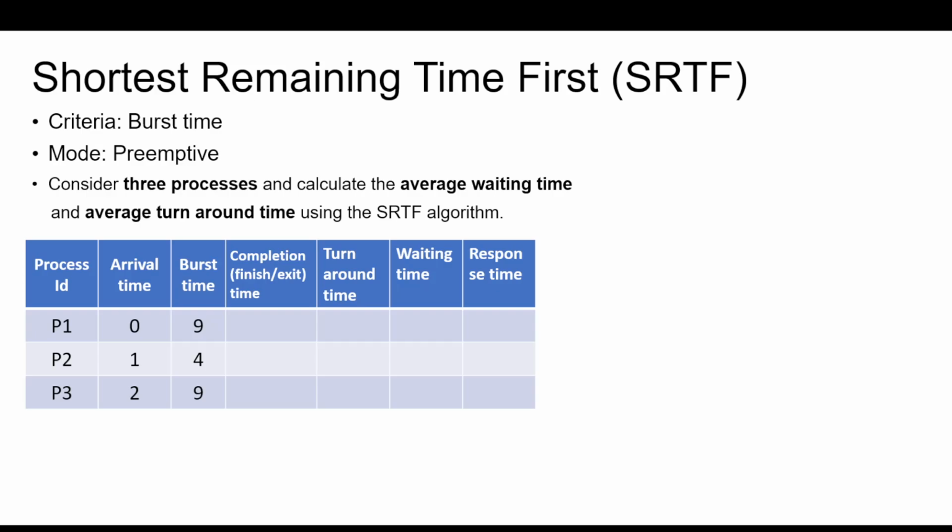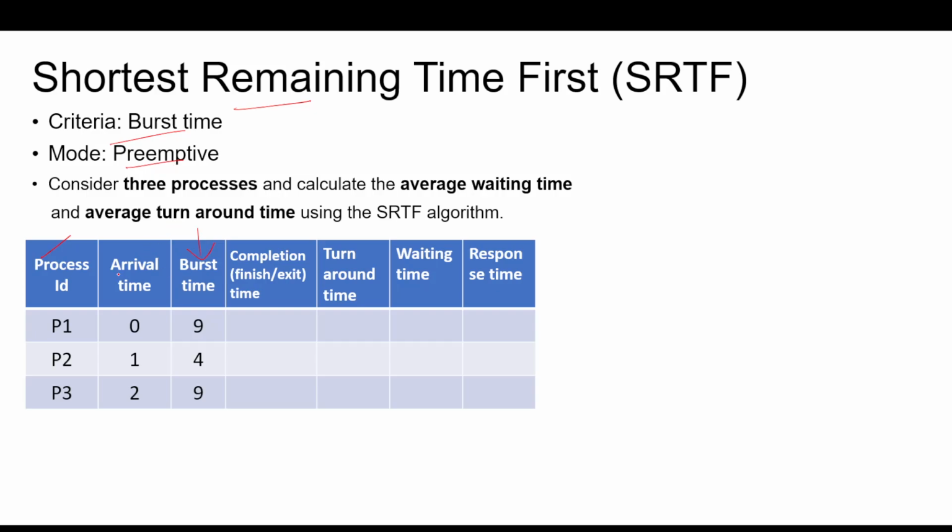In this video, we will discuss the shortest remaining time first CPU scheduling algorithm and an example. The SRTF algorithm is based on the criteria of burst timing, because here we are focusing on the burst timing instead of arrival timing, and the mode is preemption. Preemption means it will swap after some time. That means a process will be executed for only some units.